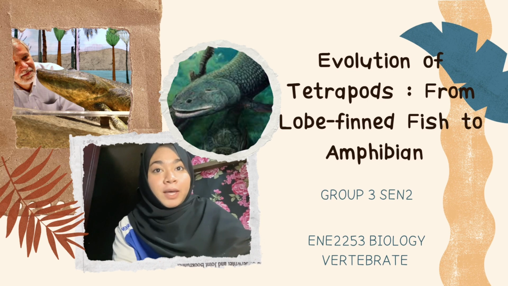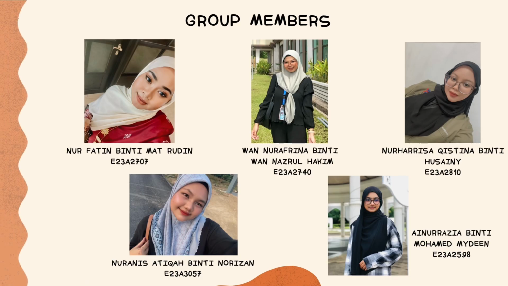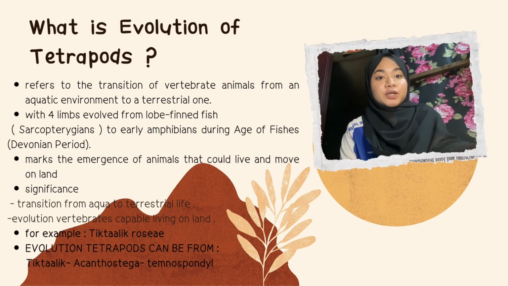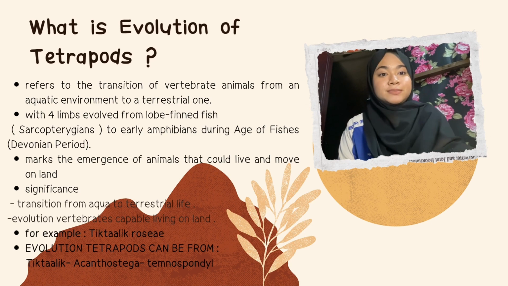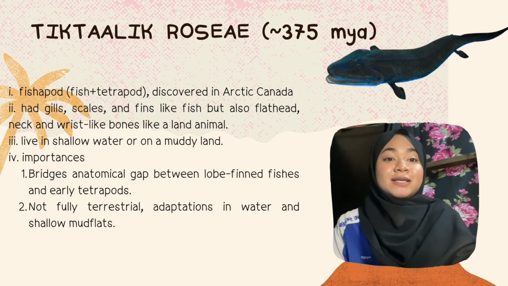We present to you the evolution of tetrapods from lobe-finned fish to amphibians for the subject ENE2253 Biology Vertebrate. The evolution of tetrapods happened during the age of fishes, known as the Devonian period, and it marks the emergence of animals that could live and move on land. The evolution of tetrapods can be traced through Tiktaalik, Acanthostega, and Temnospondyl. First, I will explain Tiktaalik.